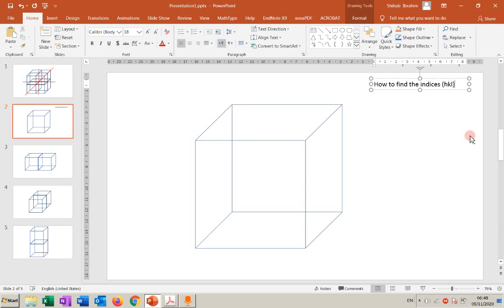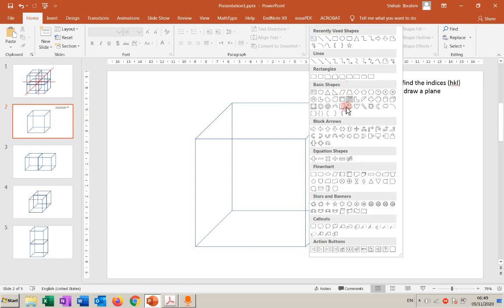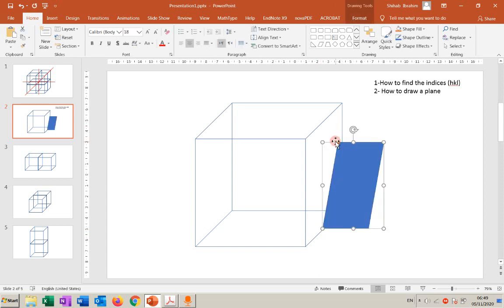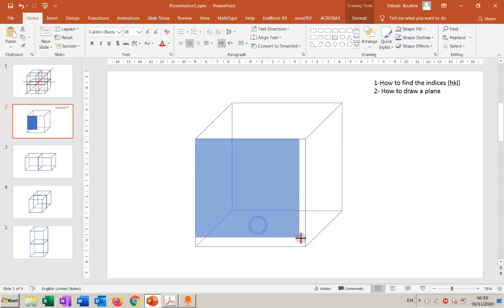This is HKL. Now in the first one we will have the plane, and we're going to find HKL. The second one will be how to draw a plane. Now let's have some plane to start with. Let's talk about this plane first.